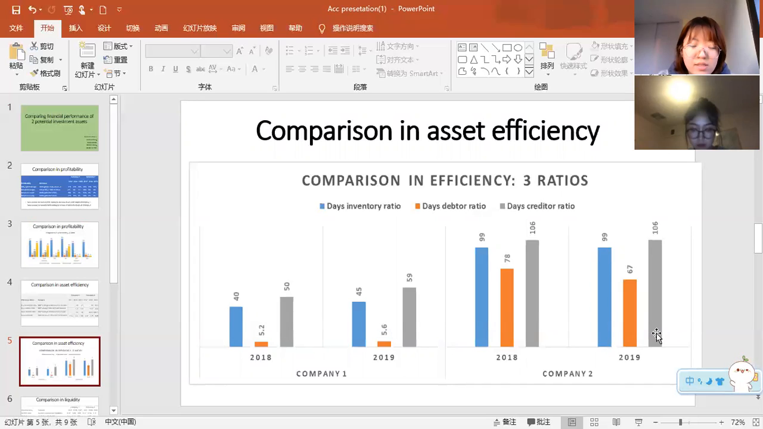Besides, assets turnover of company one is 2.28, higher than 0.46 of company two. It means the company could create more sales revenue by using $1 of assets.